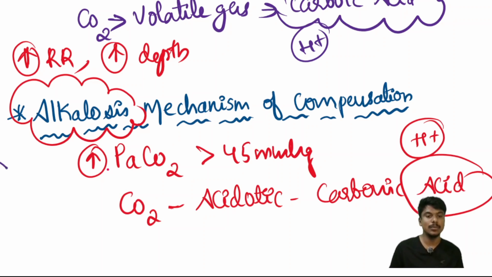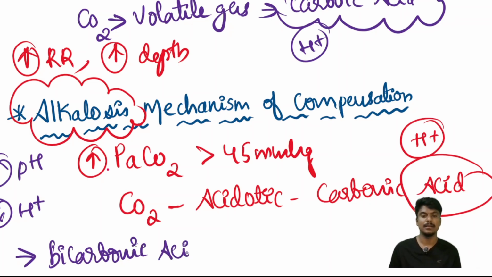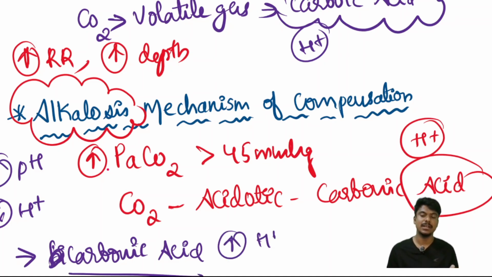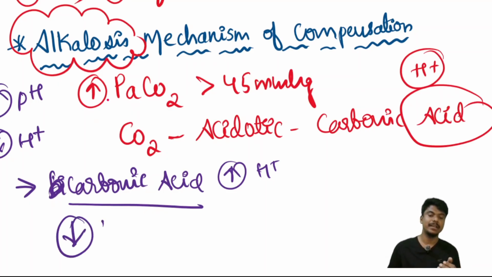Here I told you pH is now more. More pH means less H plus ion. So now our target is to make more carbonic acid, so there will be increased H plus ion. How are we going to do this? We're going to increase the PCO2 level by reducing the respiratory rate.